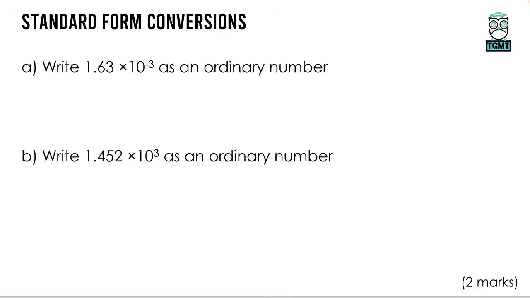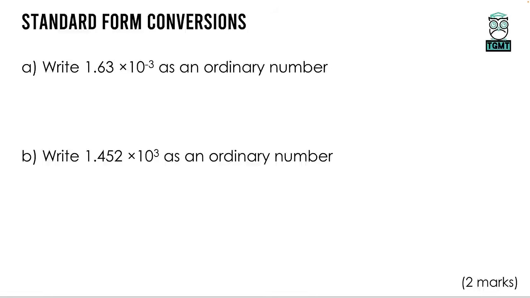When we are asked to convert back the other way, it will say to write a piece of standard form as an ordinary number. Don't be put off by that word, ordinary number, it just means a normal whole number. Or potentially a 0 point number in the case of this one where we are looking at a small number. So here we have 1.63 and it's a power of negative 3 with that 10, which means the decimal is going to move to the left and it's going to be a 0 point number.